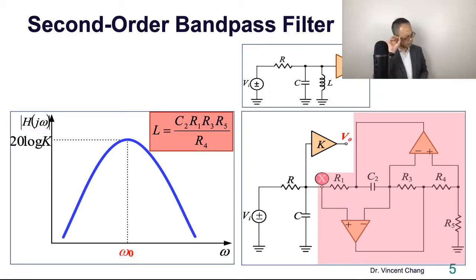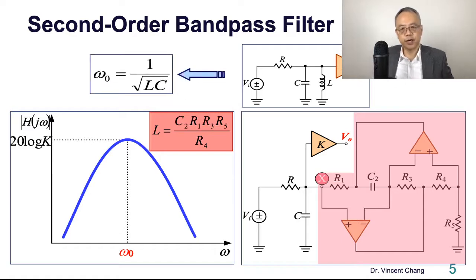So what's the center frequency? What's the maximum transmission frequency? But at this point, it's not 0 decibel, right? Because there's a buffer amplifier with the gain of K. So the maximum transmission gain will be 20 log K. So the center frequency is actually what frequency? The resonant frequency of the LC resonator. So 1 over square root of LC.